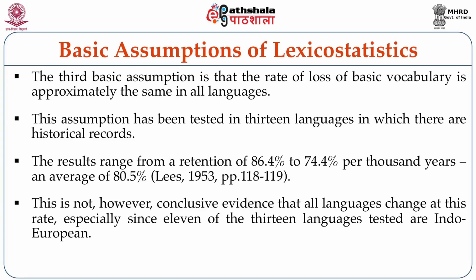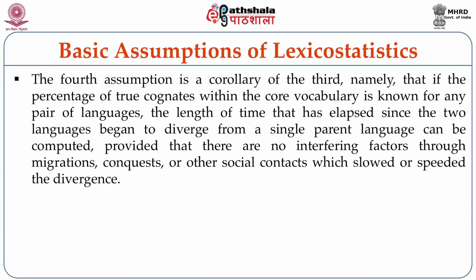tested are Indo-European. The fourth assumption is a corollary of the third, namely that if the percentage of true cognates within the core vocabulary is known for any pair of languages, the length of time that has elapsed since the two languages began to diverge from a single parent language can be computed, provided that there are no interfering factors through migrations, conquests, or other social contacts which slowed or speeded the divergence.